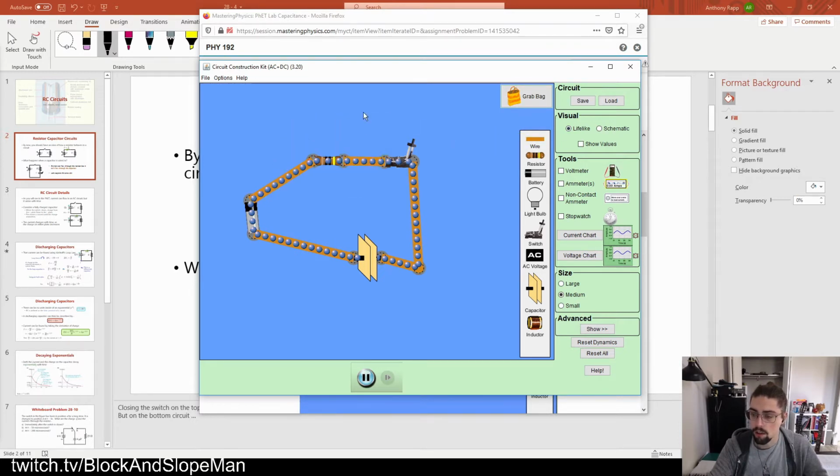Bob Ross style, the happy little capacitor in the battery, something like that. Anyways, so we've got this thing hooked up, and the switch is open, the circuit is open, there's nothing going through, right? But let's watch what happens as soon as I close the switch.